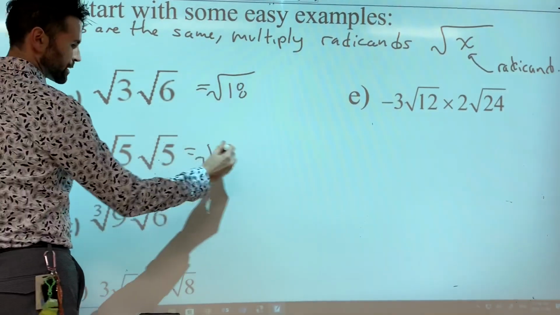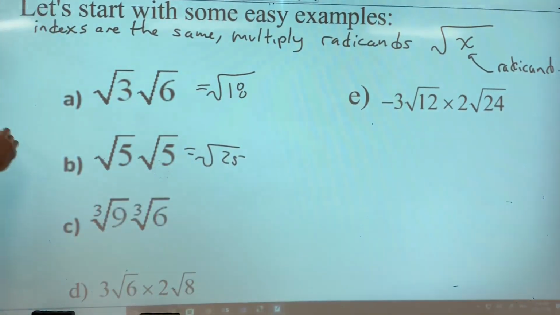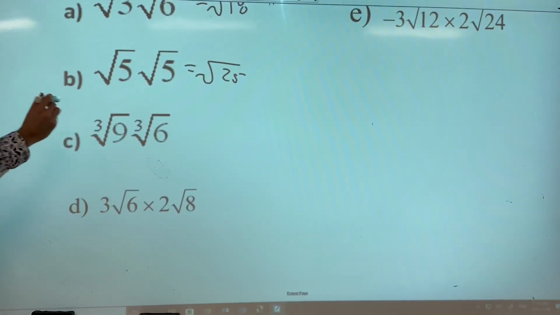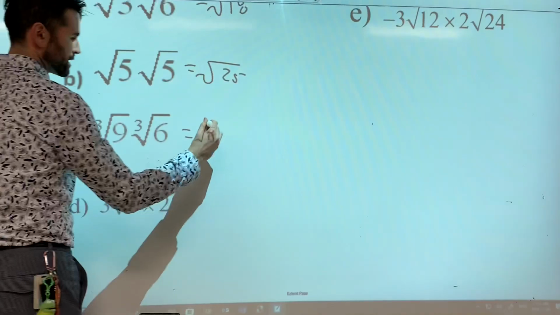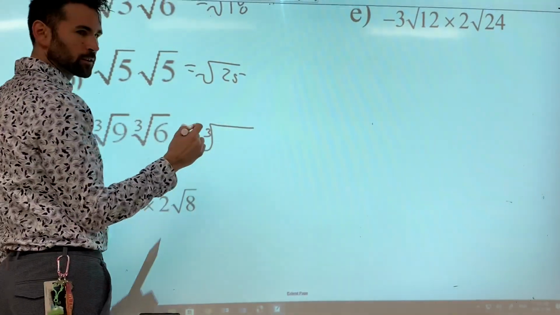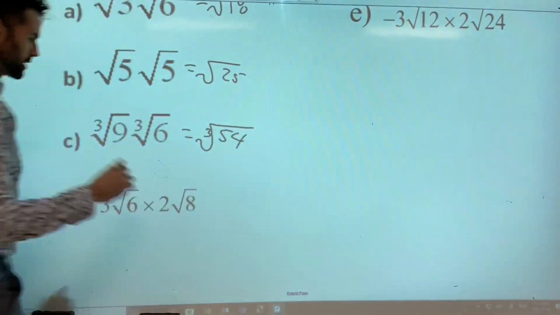This one we could rewrite as the square root of 25. Now this one, check it out. Indexes match. So it's the cubic root, so don't lose the 3. 9 times 6 is 54. There.